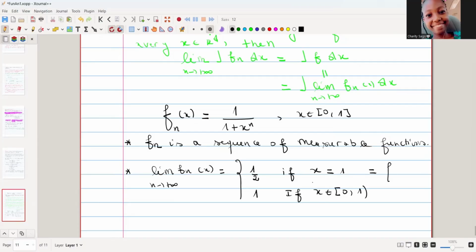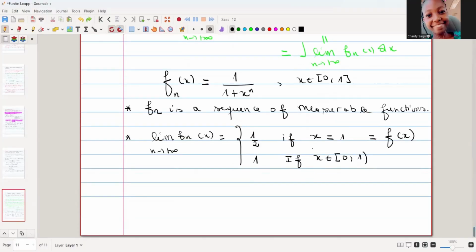So this one is what is our f of x. If x equals 0, we are going to have 1 over 1, which is 1. If x equals 1, we are going to have 1 over 1 plus 1, which is 1 over 2. Now, if we remove these points, this one is going to be 0. I hope that you understand. This is the limit.